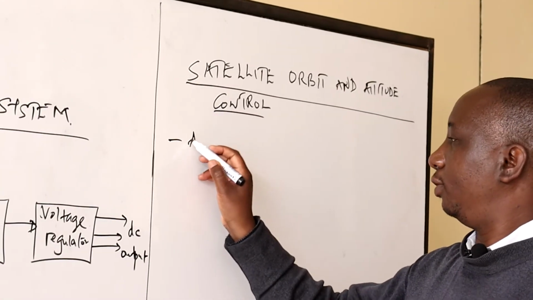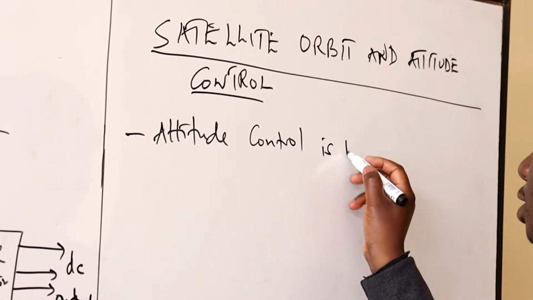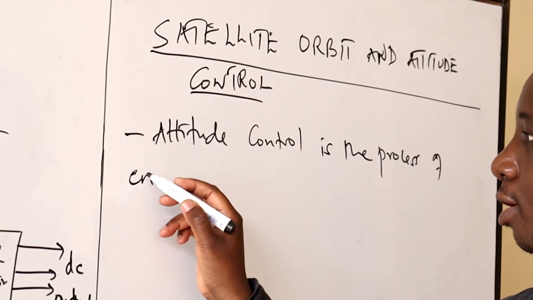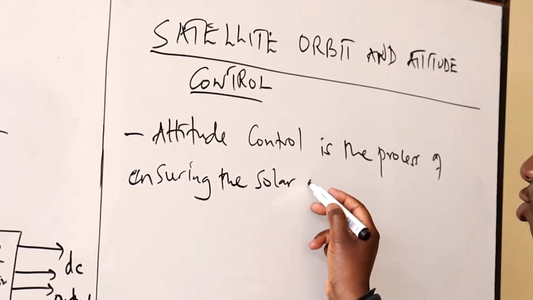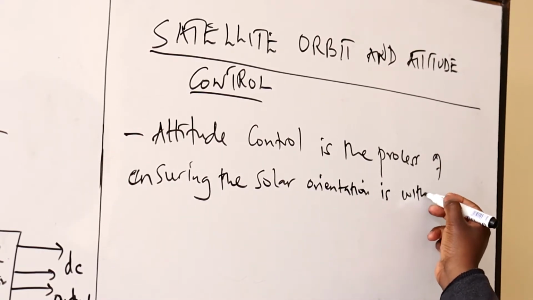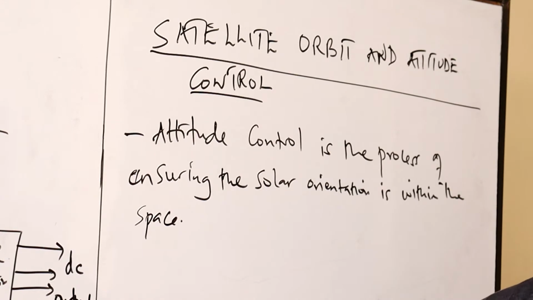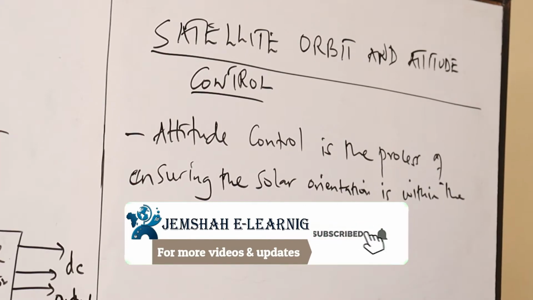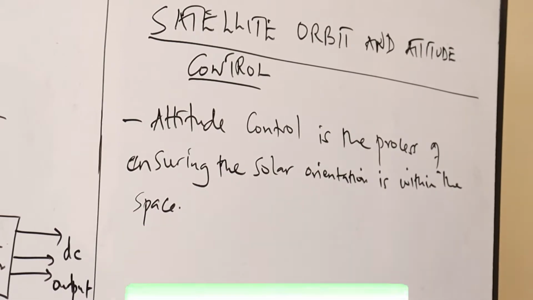Attitude control is the process of ensuring the solar orientation is within the space. So we are going to have the block diagram for us to be able to explain this in details.